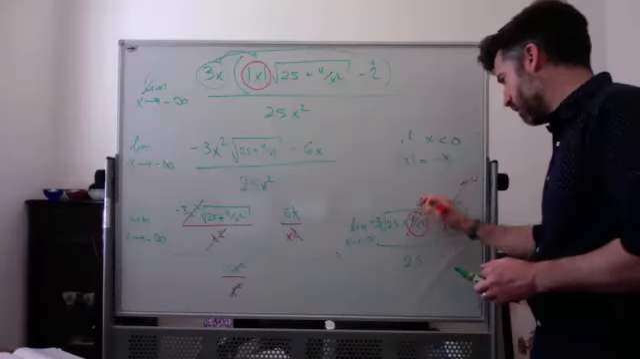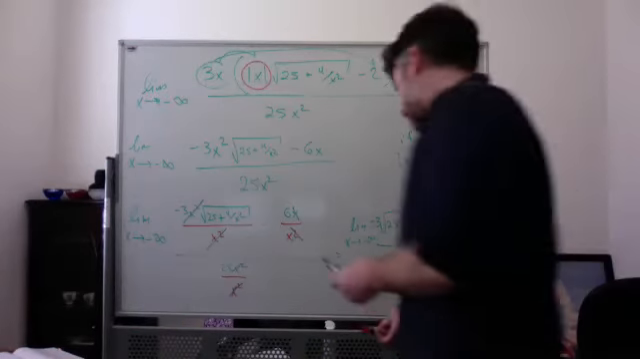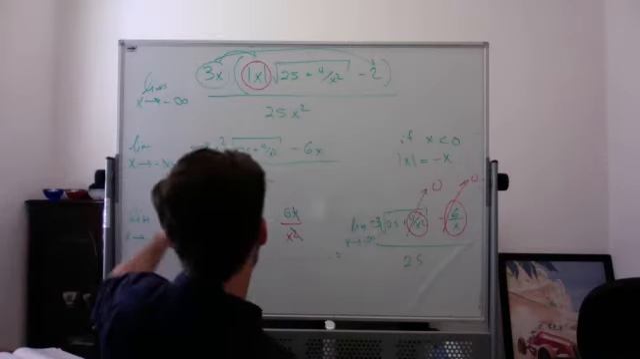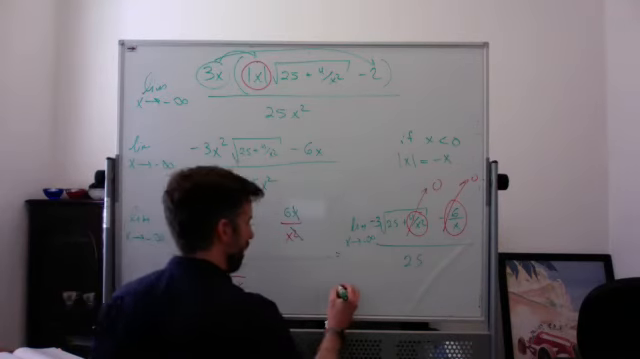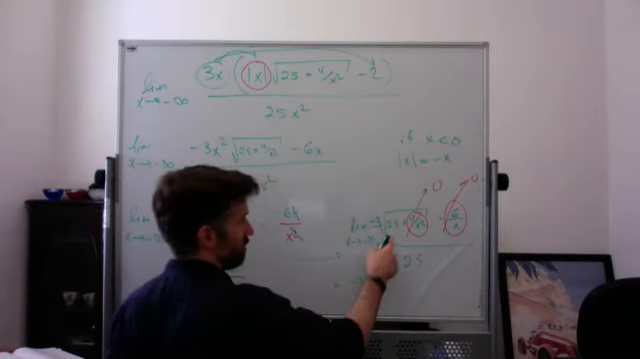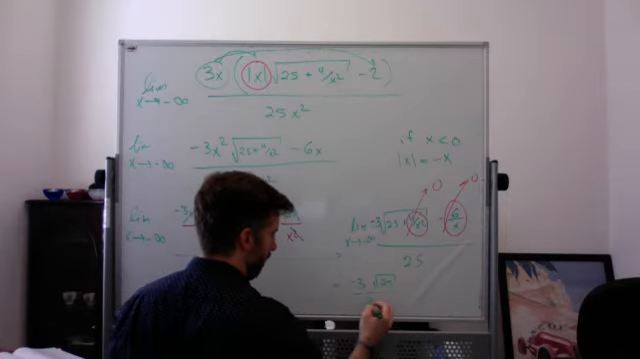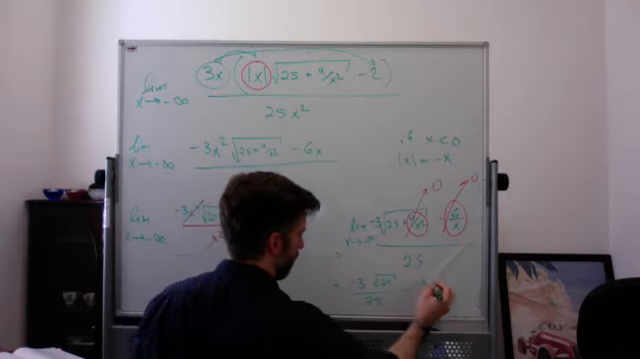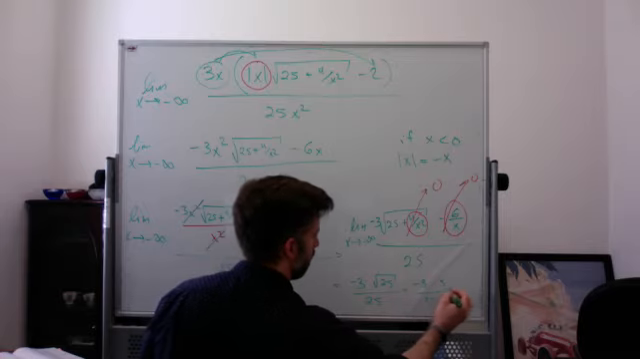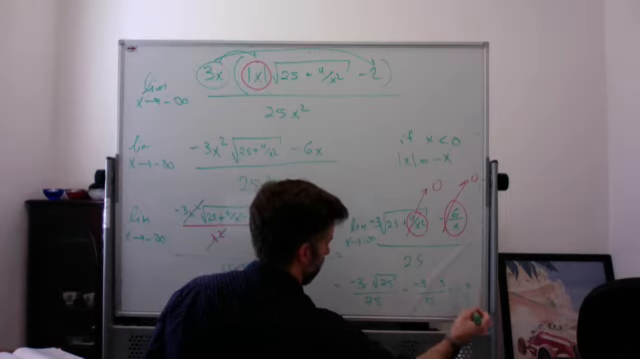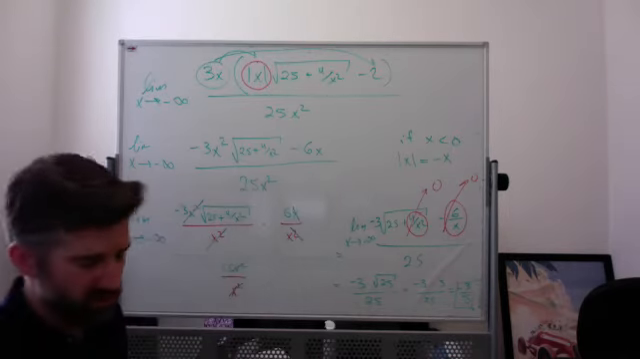And finally, we can say, okay, 6 over x goes to 0. 4 over x squared goes to 0. And I'm left with, I see I would have been wrong if I said the answer was negative 3/25. I'm left with negative 3 times the square root of 25 all over 25, which is negative 3 times 5 over 25, which is negative 3/5. It's kind of a long problem.